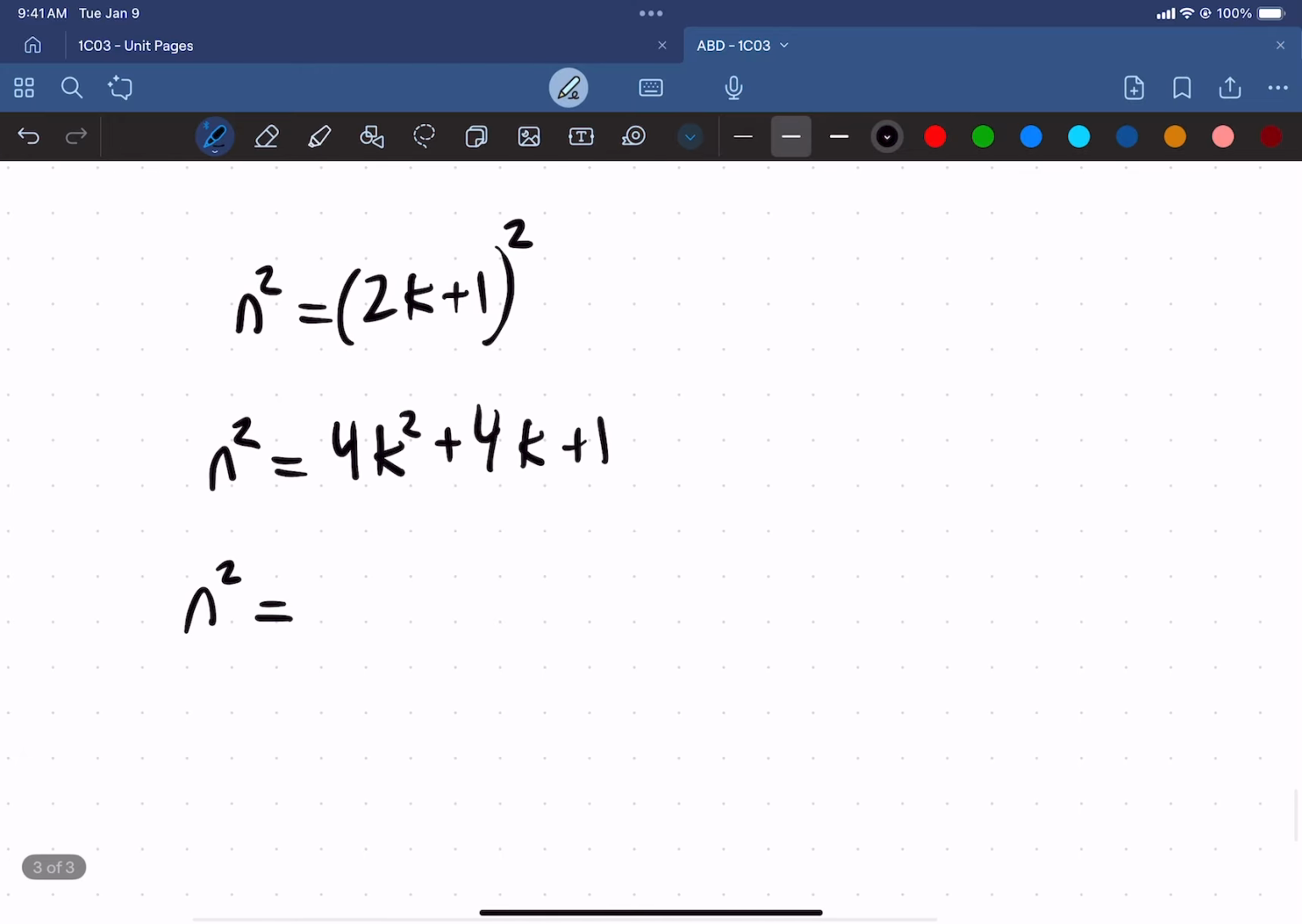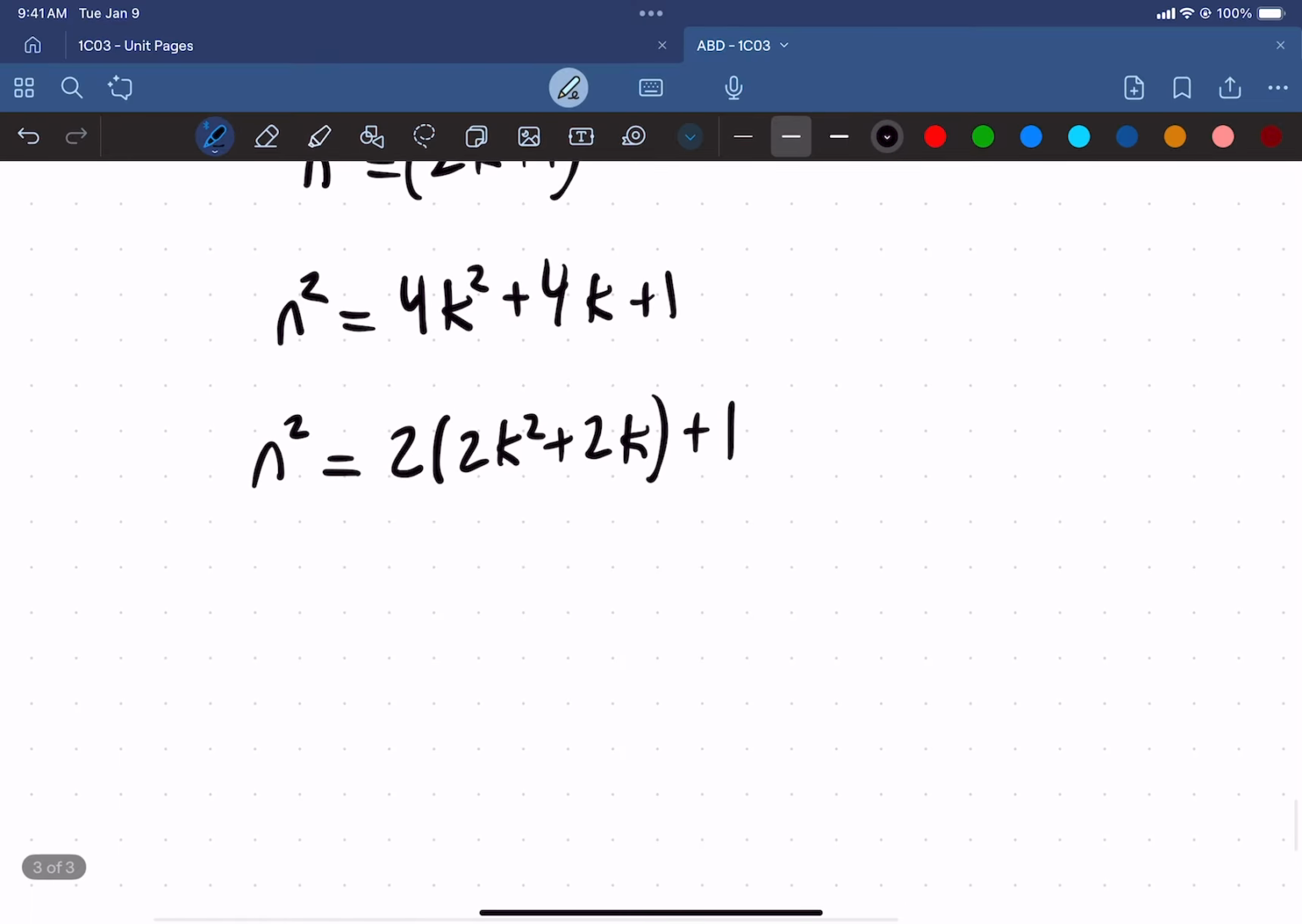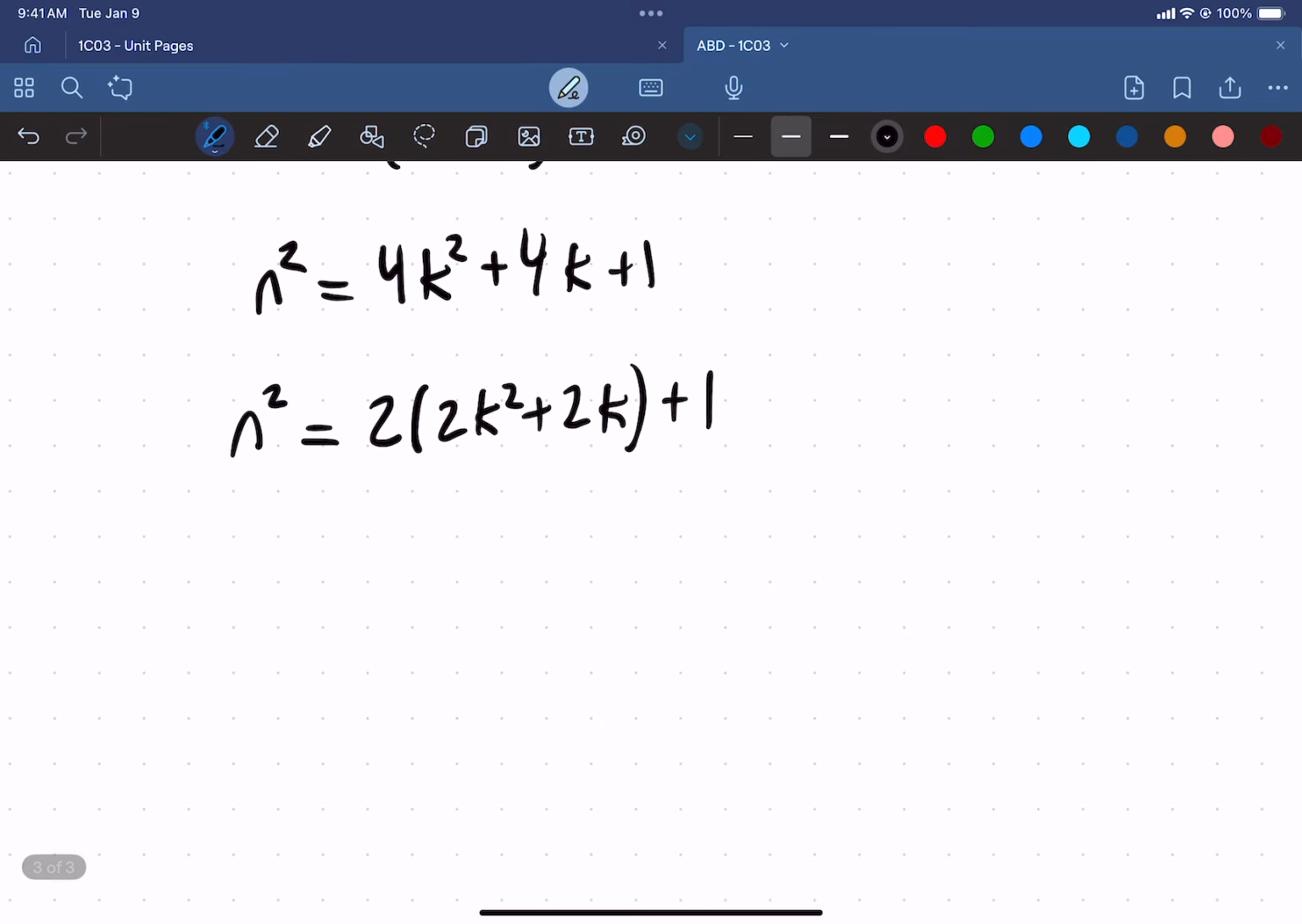We can see that there's already a 1 here. So let's try factoring this out because we just want a 2 in front, trying to find the definition of an odd number. And there we go. We found that n squared can be represented by 2 times some integer plus 1, which is the definition of an odd number.